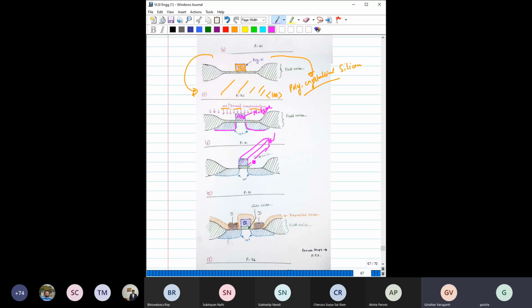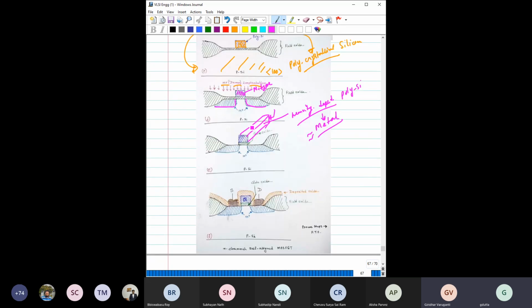Right. So to reduce that, you have to heavily dope this region. When you heavily dope it, its resistivity becomes very low, and you can say now this polysilicon is almost equivalent to metal, right? It is almost equivalent to metal. So whatever the purpose the metal was serving because of very low resistance, you are also achieving by heavily doping this polysilicon. So this part should be clear to you. Okay. So what is the next step?